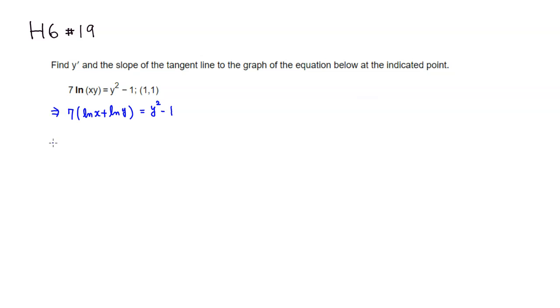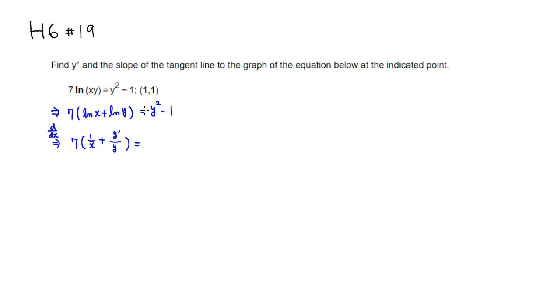Let's take the derivative from there. We're going to take the derivative with respect to x. 7 is just a constant. The derivative of natural log of x is 1 over x, so that's easy enough. Then the derivative of natural log of y would be y prime over y. Y prime is there because of the chain rule, instead of just 1 over y. So that's the derivative.